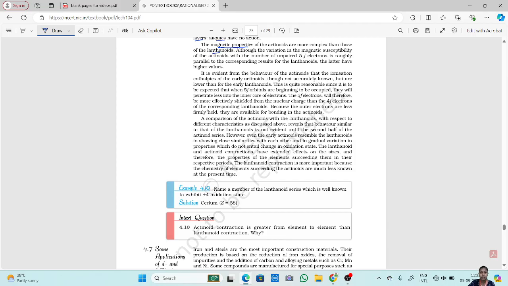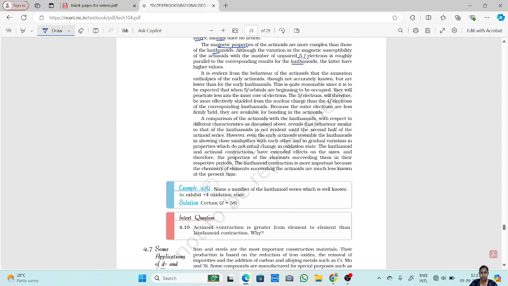Now, although the variation in the magnetic susceptibility of actinoids with the number of unpaired 5f electrons is roughly parallel to the corresponding results for lanthanoids, the latter have higher values. Here, you can compare the unpaired 5f electrons with their magnetic orientation, similar to lanthanoids, but later you can see that the values are changing, and also with their radius and radioactivity you can't predict the higher ones. The next is, it is evident from the behavior of actinoids that the ionization enthalpies of the early actinoids, though not accurately known, are lower than the early lanthanoids.